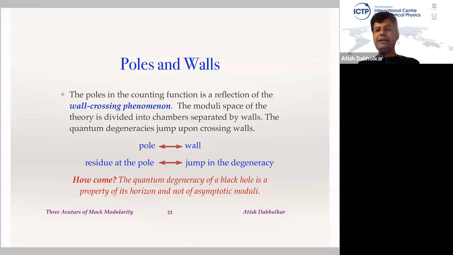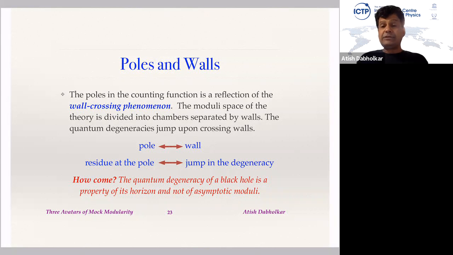But then we understood that if you're counting the asymptotic number of states, then generically in different chambers of the moduli space, you can actually get different answers. So if you have, suppose, some theory on K3 cross T2, then depending on which shape and size of the K3 you're looking at, you might get different answers for black hole degeneracies. And the moduli space is divided into chambers separated by walls. And there is a one-to-one correspondence between pole and wall, residues at the pole and jump in the degeneracies.